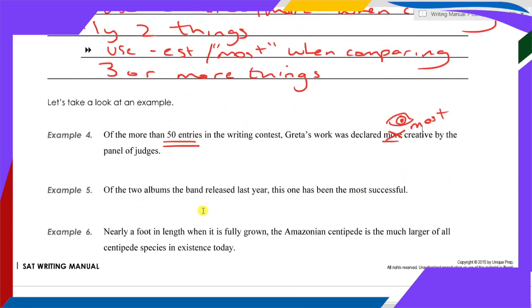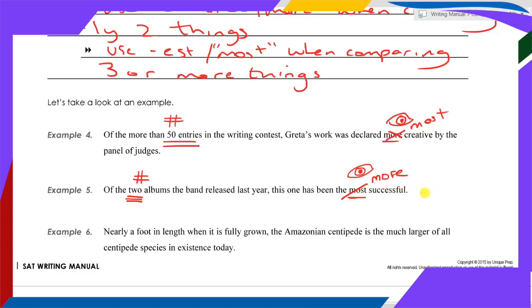Number 5: of the 2 albums the band released last year, this one has been the most successful. Well, again, here's our tip-off clue right here. We have an EST word, in this case "most." We need to make sure that the comparison is being made between three or more people or things. However, right here is the number in the sentence. Only 2 things are being compared. We do not use EST or "most." When 2 things are being compared, we use ER words, in this case "more." So of the 2 albums the band released last year, this one has been the more successful.